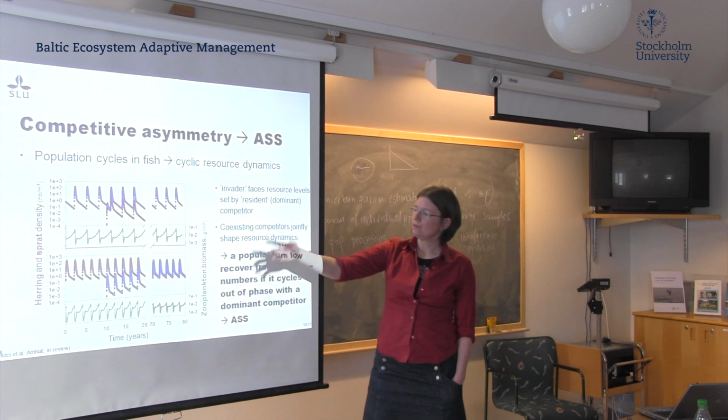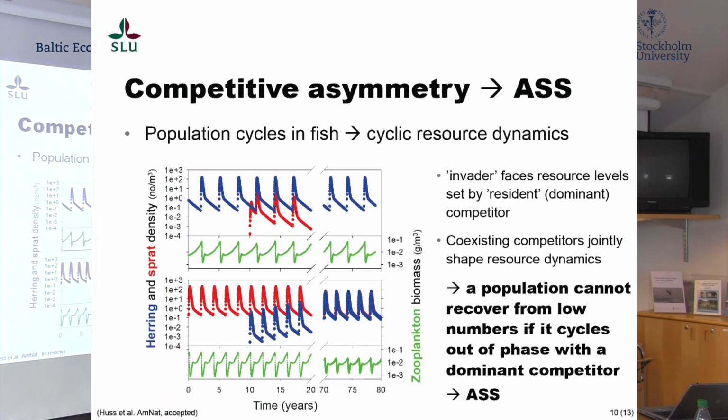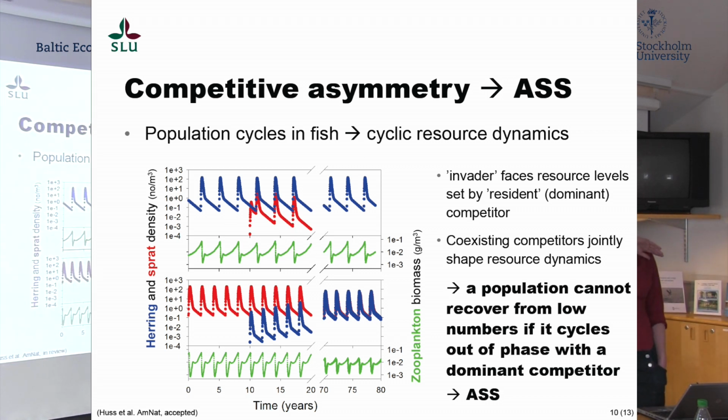This particular mechanism is something that has not been shown before. It basically says that if you're a poor competitor and you're cycling, but you're cycling out of phase with a stronger competitor, you will be unlikely to recover because you will be out of phase with your resource. Okay, so that, yeah, go ahead.